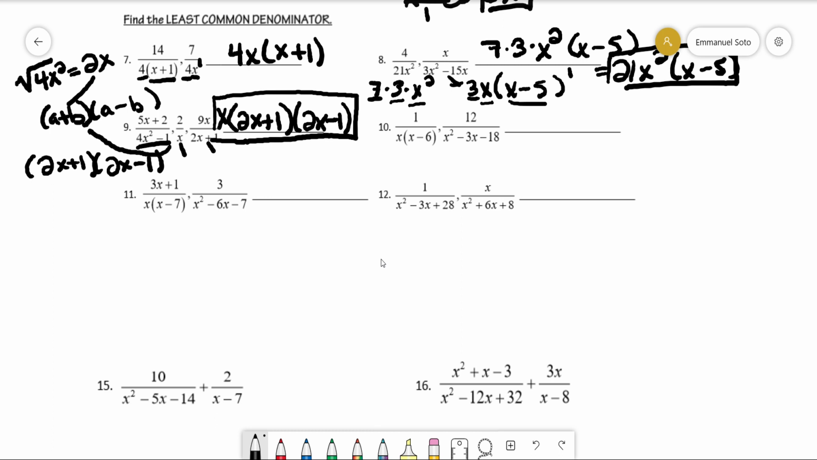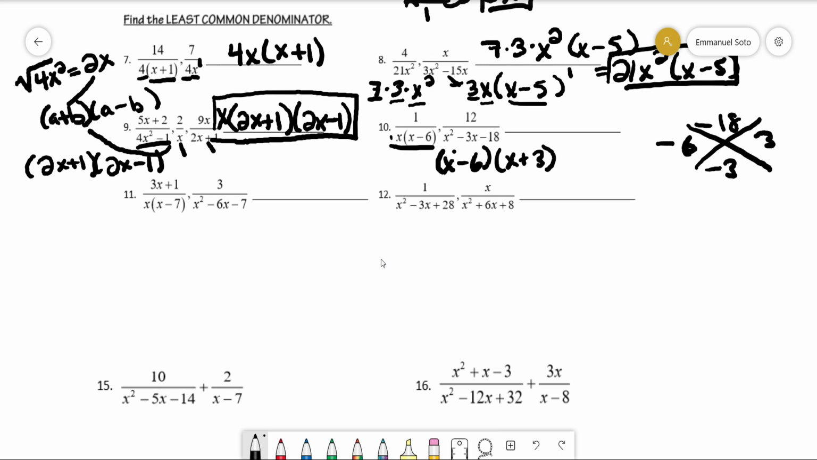Number 10, this is already factored, so we don't have to do anything there. This one, we need to factor. So the factors of negative 18 that add up to negative 3. That would be 6 and 3. It'd have to be negative 6, because negative 6 plus 3 is negative 3. So this will be x minus 6, x plus 3.